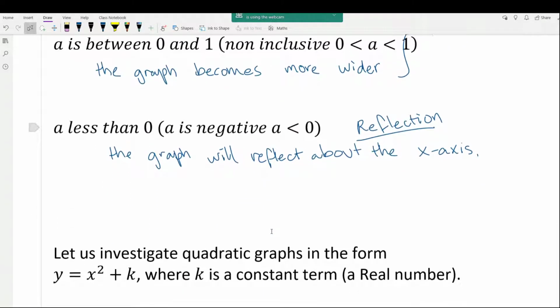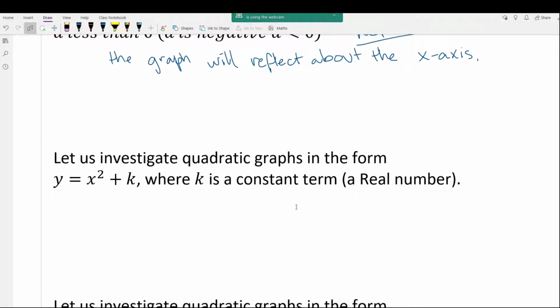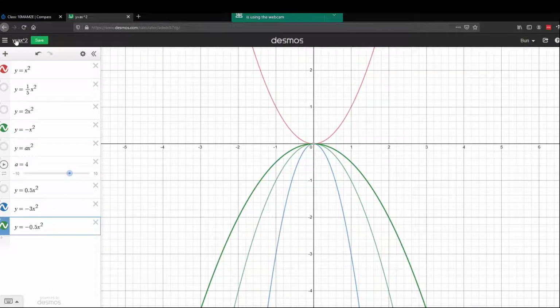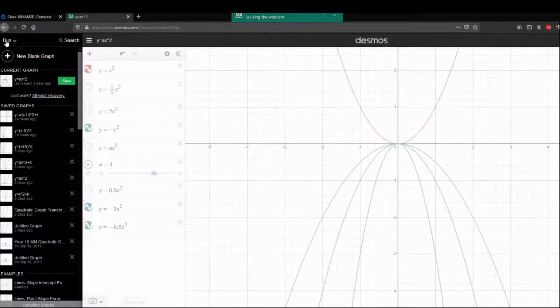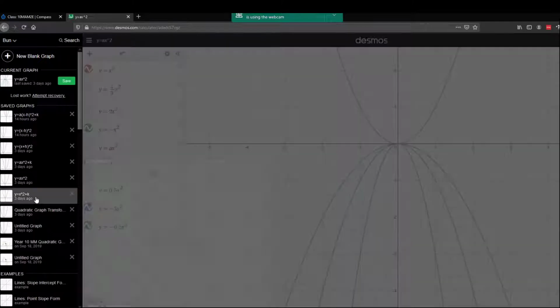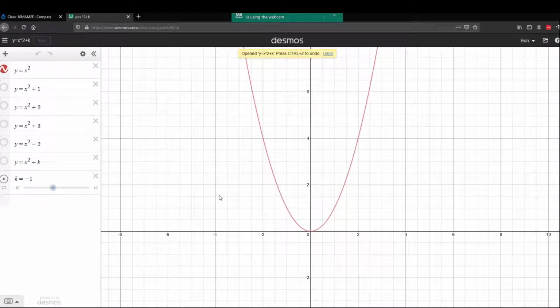Let's move to the next part. Let's look at the graph y equals x squared plus k, where k is just a constant or a real number. So k could be 3, it could be negative 5, it could be 2.7 or something like that. Let us have a look. Let's open up that graph.